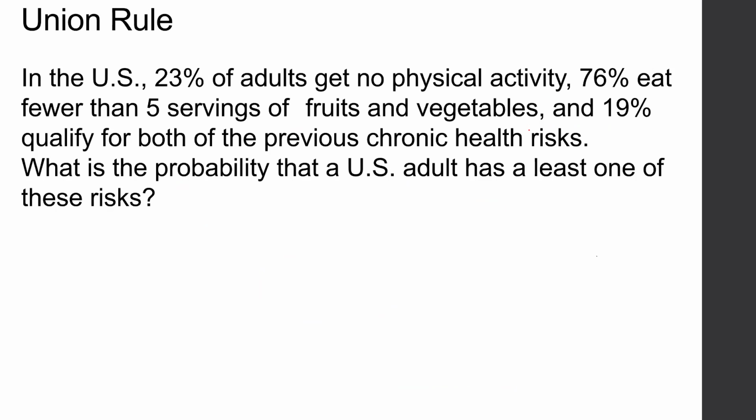All right, so for example, in the US, 23% of adults get no physical activity, 76% eat fewer than 5 servings of fruits and vegetables, and 19% qualify for both of the previous chronic health risks. What is the probability that a U.S.